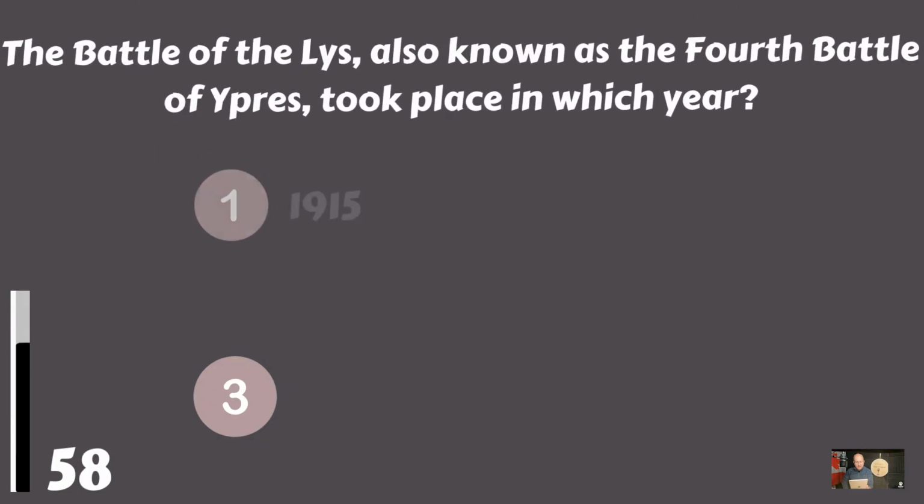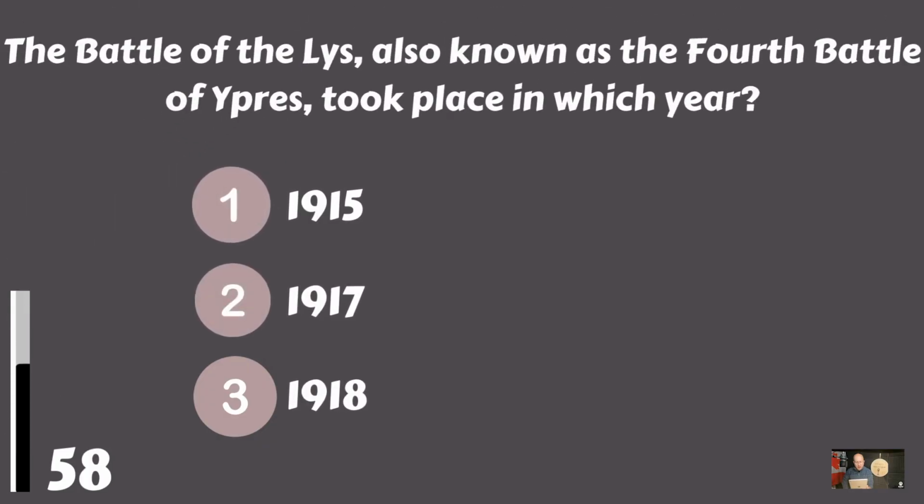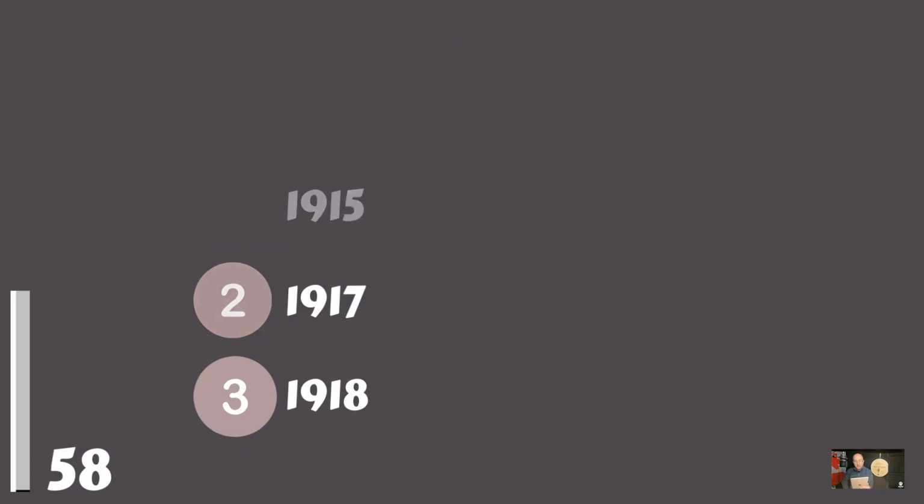The Battle of the Lys, also known as the Fourth Battle of Ypres, took place in which year? 1915, 1917, or 1918? The Battle of the Lys took place in 1918.